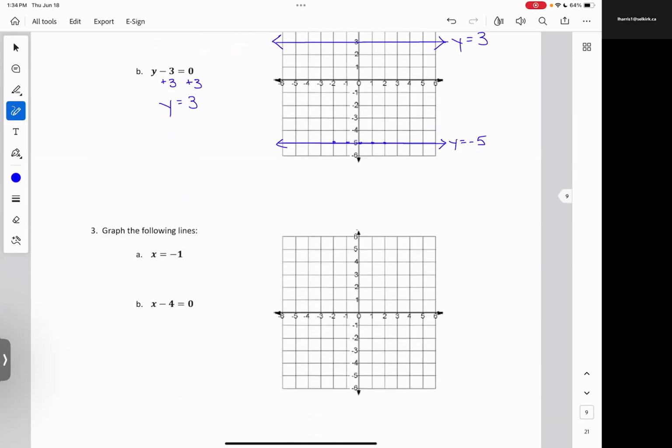All right. Now we're asked to graph x equals negative 1. So no matter what our y value is, our x value is always negative 1, which is going to give us this vertical line at x equals negative 1. And last one, if I add 4 to both sides, I get x equals 4. And so I get a line right here.